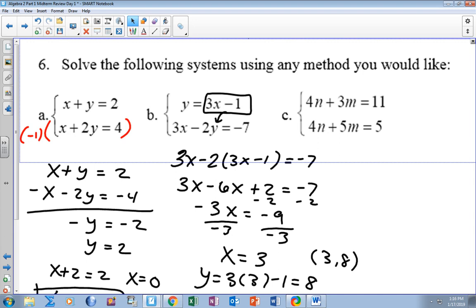All right. So for this last one here, I'll let you guys do this one on your own. I would multiply either the top or the bottom row by -1 to eliminate the 4n and then solve. I'll make sure I put the solution up for that, but I'm going to move on.